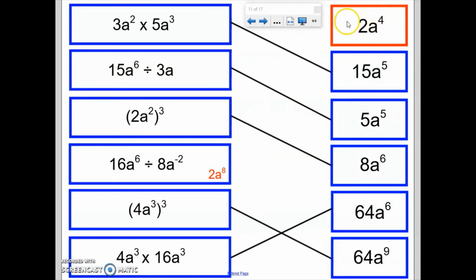So very well done if you were able to identify that this was the odd one out. It did not match up correctly. And you can see the other matchings on the screen there as well. Remember, for this one in particular, quite a common mistake is forgetting to do the 2 cubed, which in this case would be 8. Very well done if you were able to match all of those together.